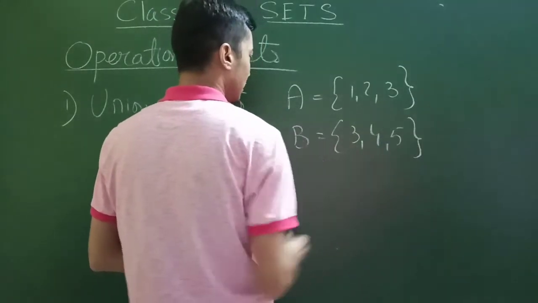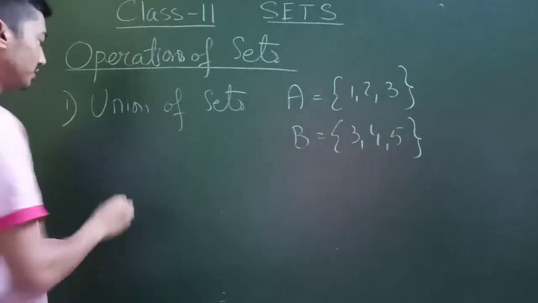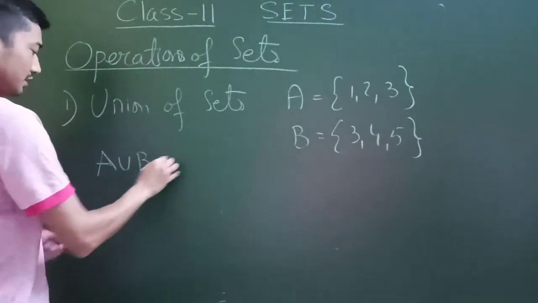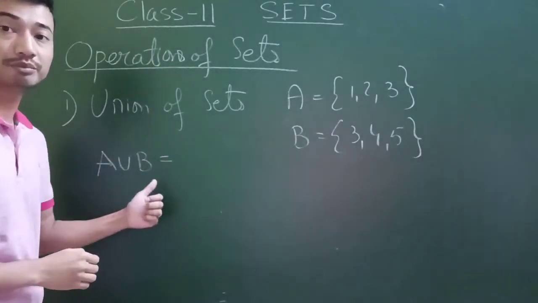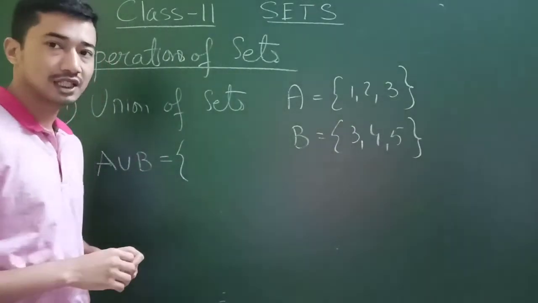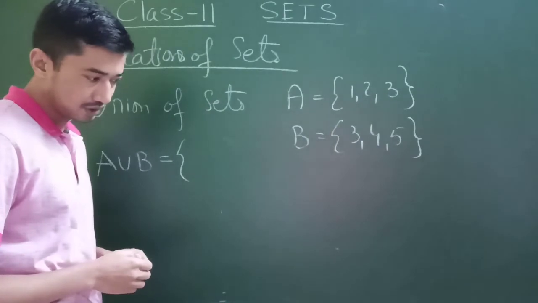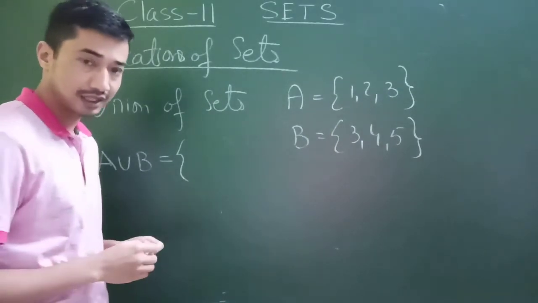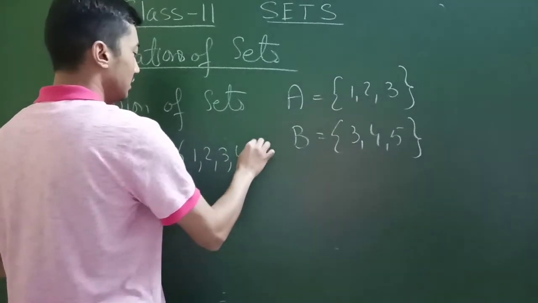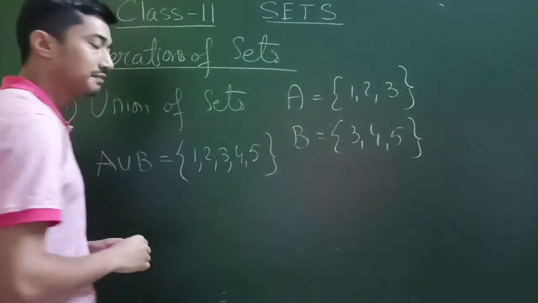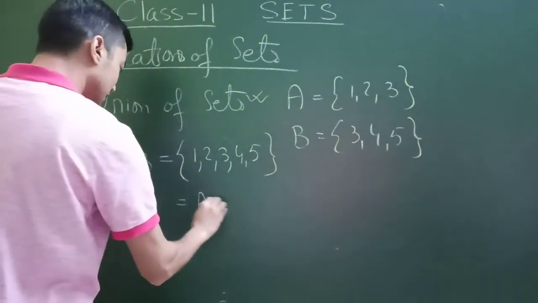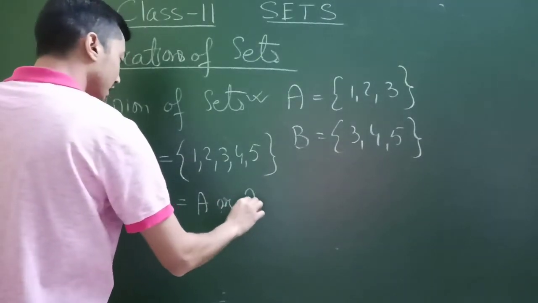Now union of sets will be denoted by A union B, the U shape. That is just combining the elements of the sets. And as we know, elements are not allowed to be repeated, so we'll keep that in mind also. 1, 2, 3. Just combine all the elements in the given sets. That is simply called union of sets.